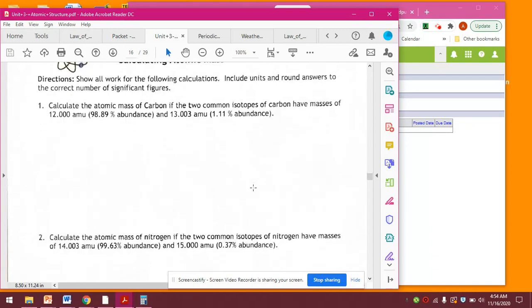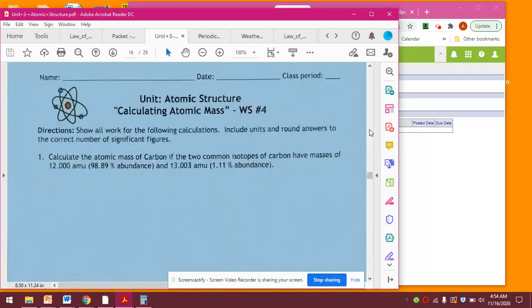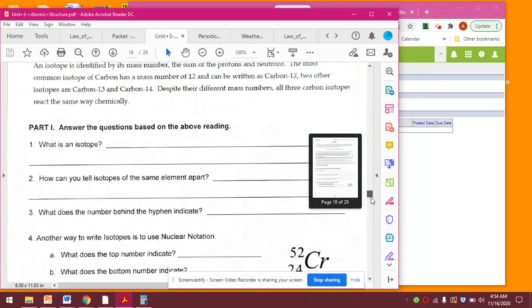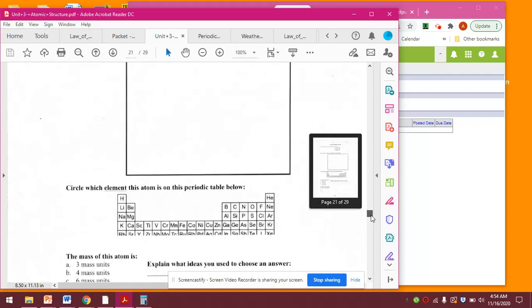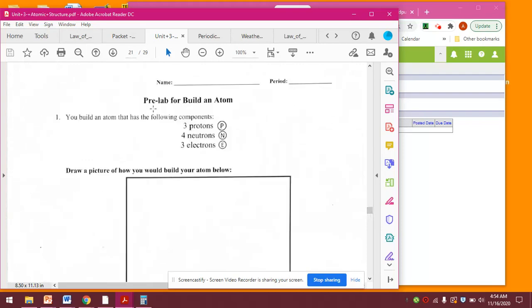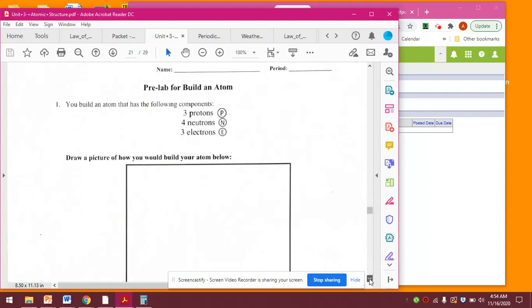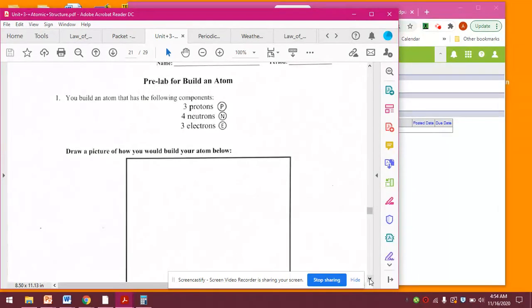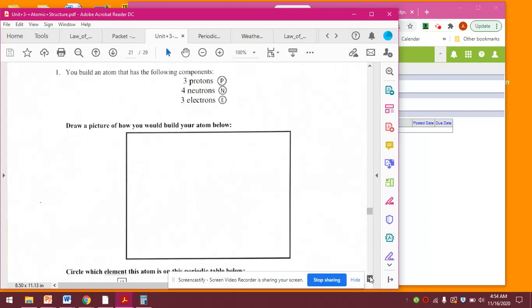So since we don't have that, the only other thing I want you to do, and I think I might have mentioned this in class already, was to move ahead and do this pre-lab for build an atom. So some of you might have this done already if there was time in class. I think I may have given you time to do this. So number 1 says you build an atom that has the following components: 3 protons, 4 neutrons, 3 electrons. So I want you to draw that in here. Make sure that you put your subatomic particles in the right location. So in the middle, you should have 3 protons.